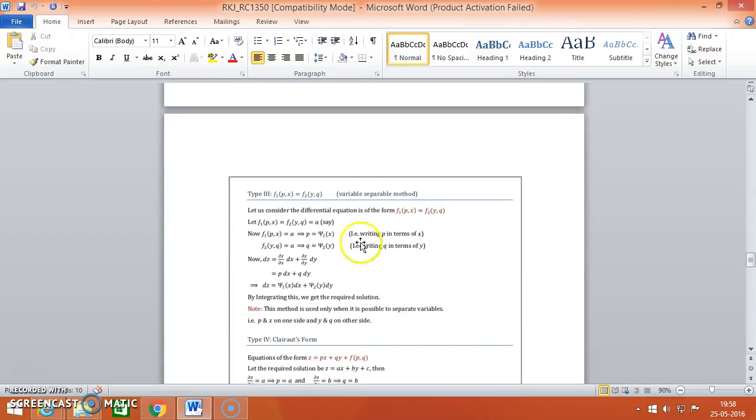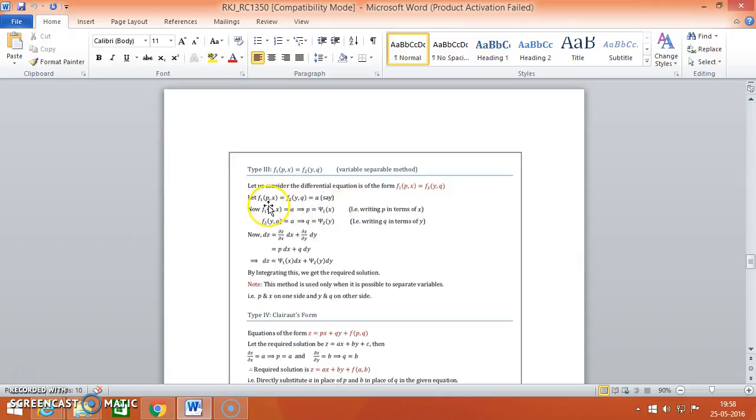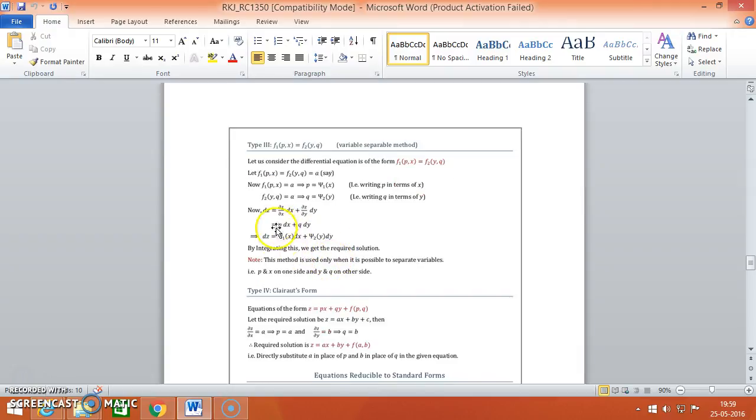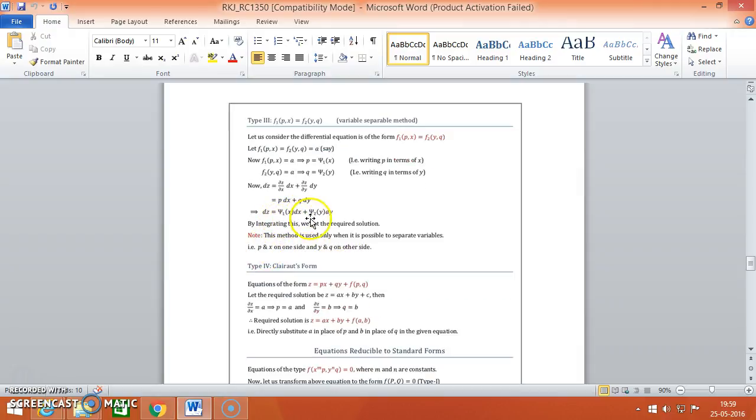Now third model, we consider f1 of p, x is equal to f2 of y, q. First we assume f1 of p, x equal to f2 of y, q equal to a, and now f1 of p, x equal to a gives p, and f2 of y, q equal to a gives q, and we know dz equal to del z over del x dx plus del z over del y dy. Then this will equal to p dx plus q dy, and dz equal to psi 1 of x dx plus psi 2 of y dy. By integrating this, we get the required solution.